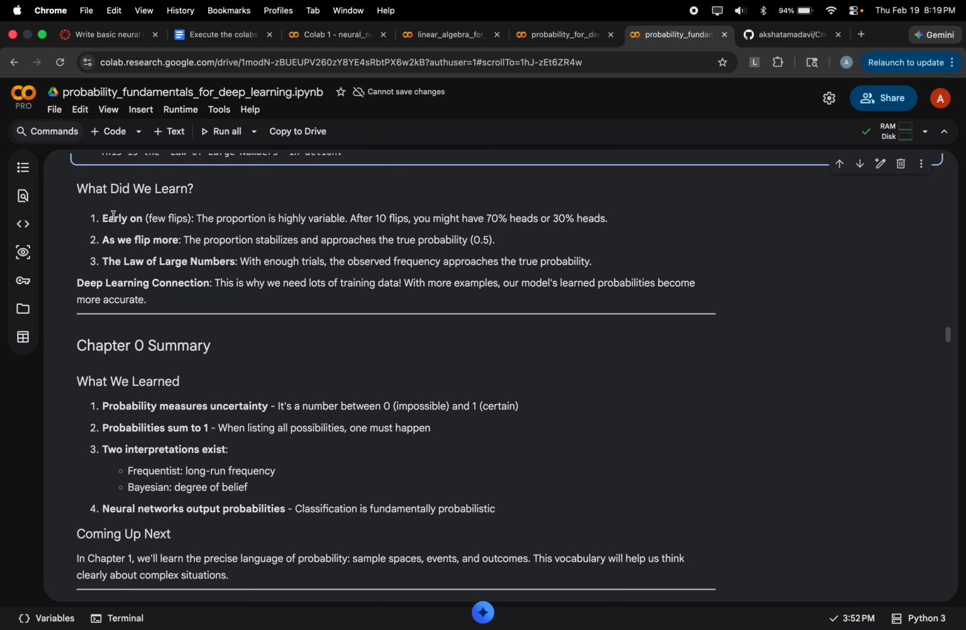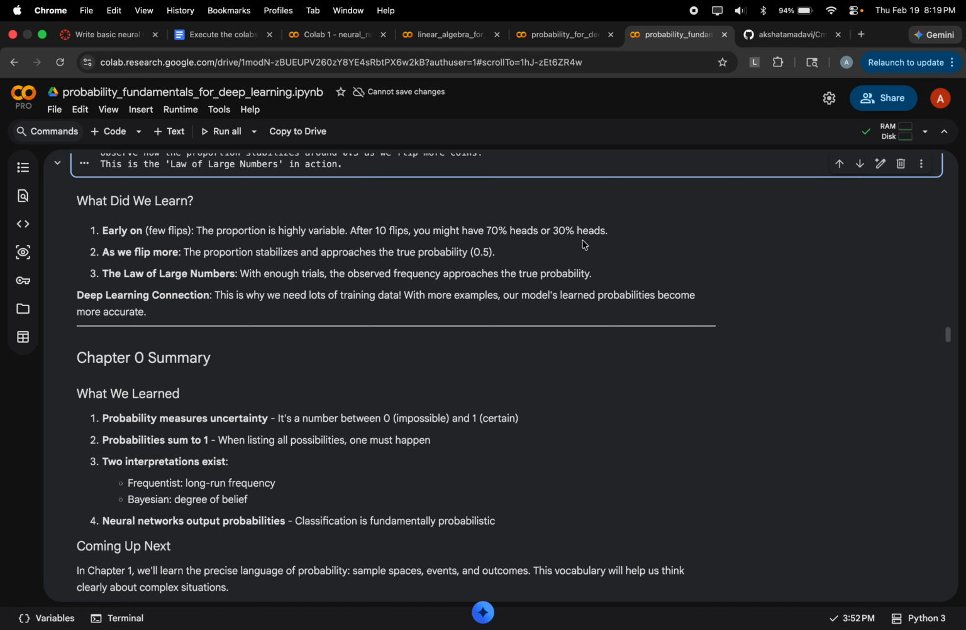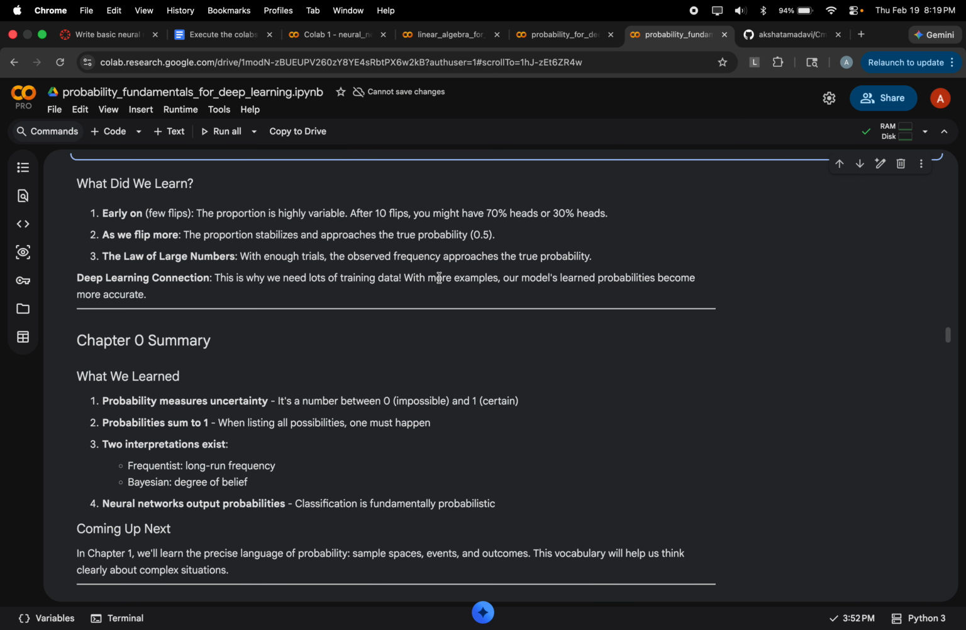Now let's see what did we learn. Early on in the flips, the proportion is highly variable. After 10 flips, you might have 70% heads or 30% heads. As we flip more, the proportion stabilizes and approaches the true probability, as I mentioned earlier. The law of large numbers: with enough trials, the observed frequency approaches the true probability. This is why we need a lot of training data with more examples.